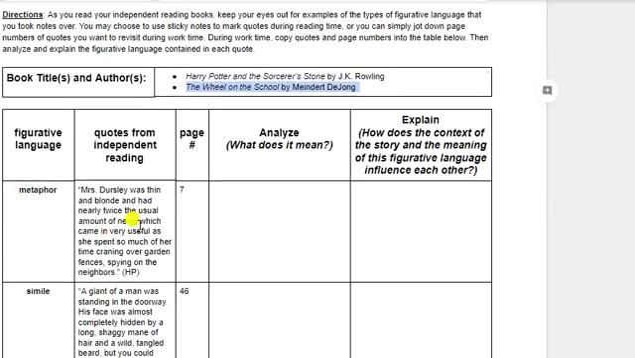So right now we're just looking at metaphor. Here is an example of a metaphor I found in Harry Potter and the Sorcerer's Stone. It says, "Mrs. Dursley was thin and blonde and had nearly twice the usual amount of neck, which came in very useful as she spent so much of her time craning over garden fences, spying on the neighbors."